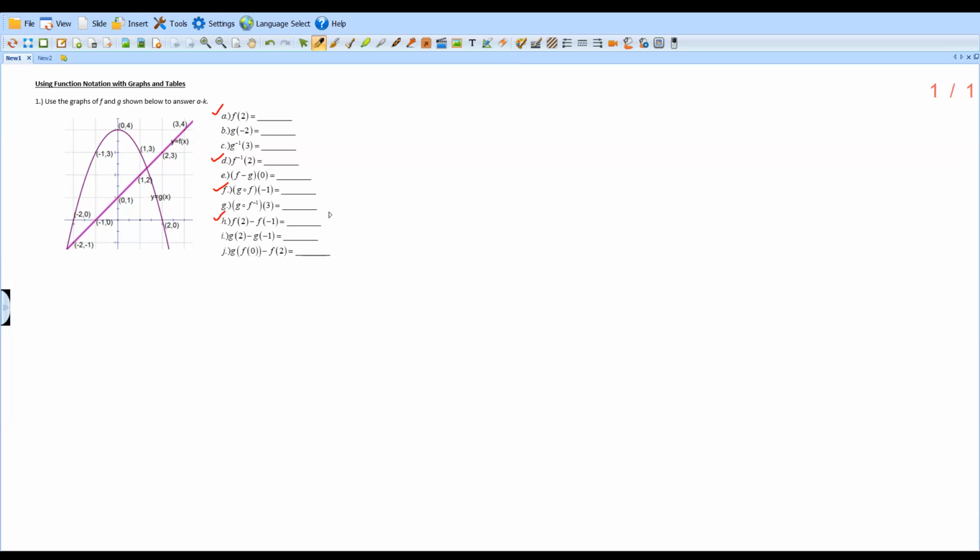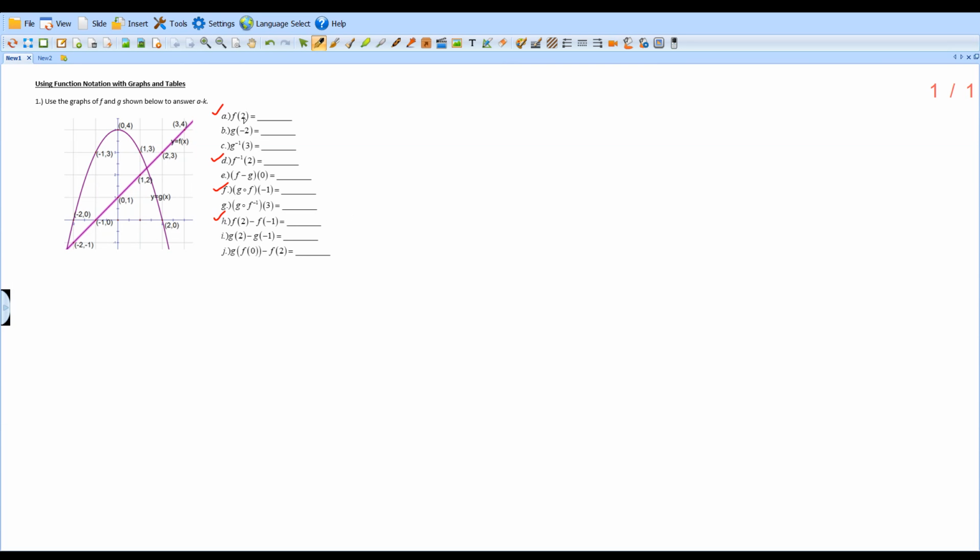composition worksheet. So I'm looking at number 1, and I'm just going to do parts A, D, F, and H to give you a little bit of a frame of reference with what we're doing and what we're talking about. Remember that this is a review topic. So I have f of 2 is what I'm asking for in part A.